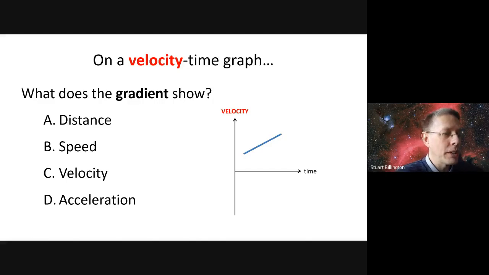Okay, the answer is D, which the vast majority of you did get. It is showing that the velocity is getting bigger and bigger and bigger in this picture, which means that it's accelerating. It's getting faster. We're going to come back to acceleration a little bit later on, but just as long as you can recognize it in a graph.